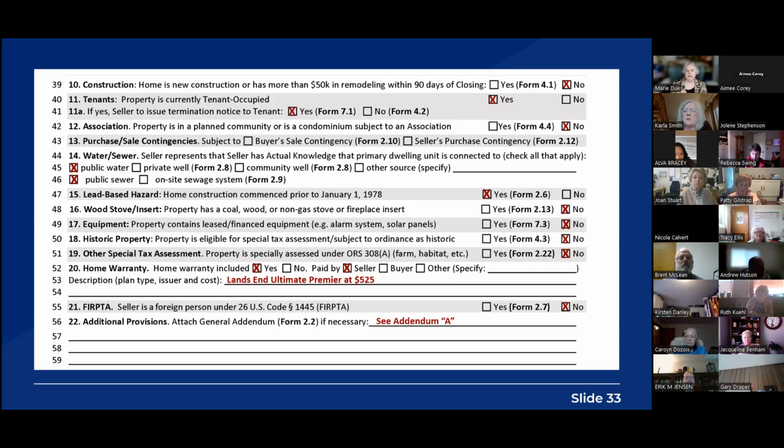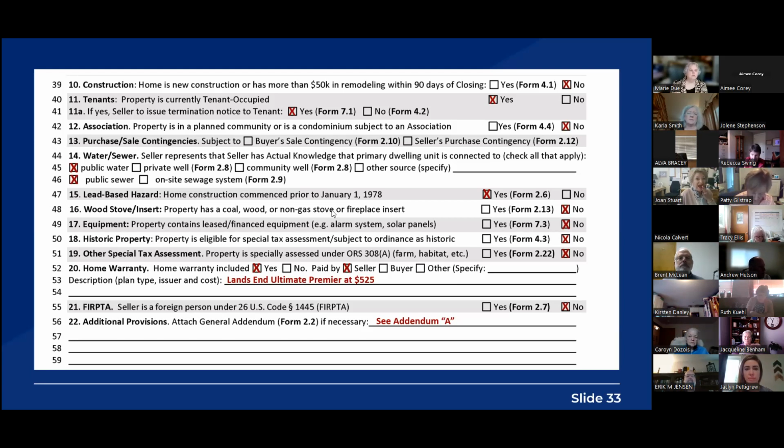$50,000 in remodeling is probably the one area that we have not been doing a good job with, but that is actually part of the statute with the CCB. So it is now in here, and you need to ask the question. And keep in mind, if it was done 6 months ago, you don't need to worry about it because it's 90 days of closing. It all has to do with liens that contractors can put on the property.